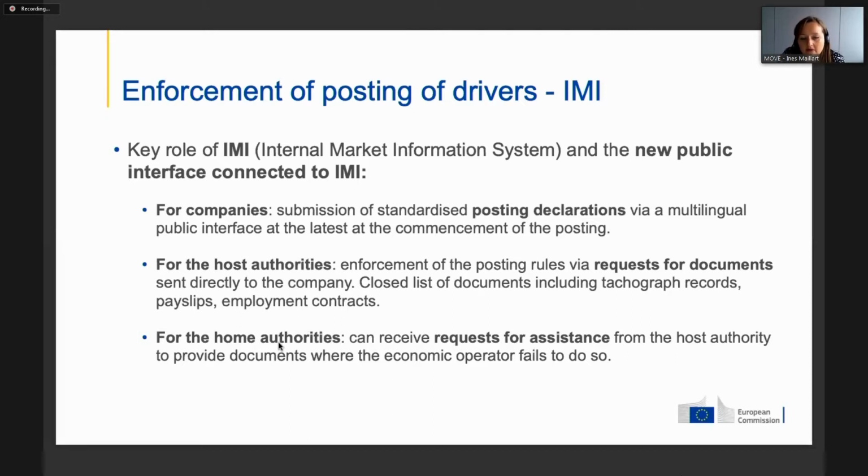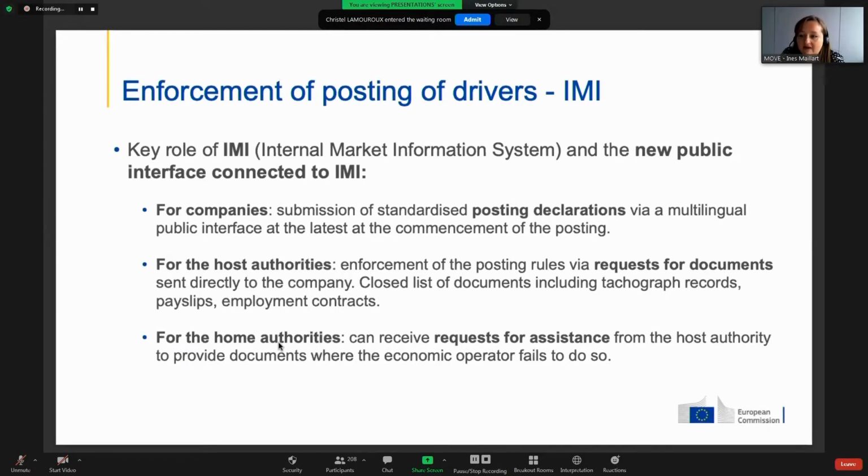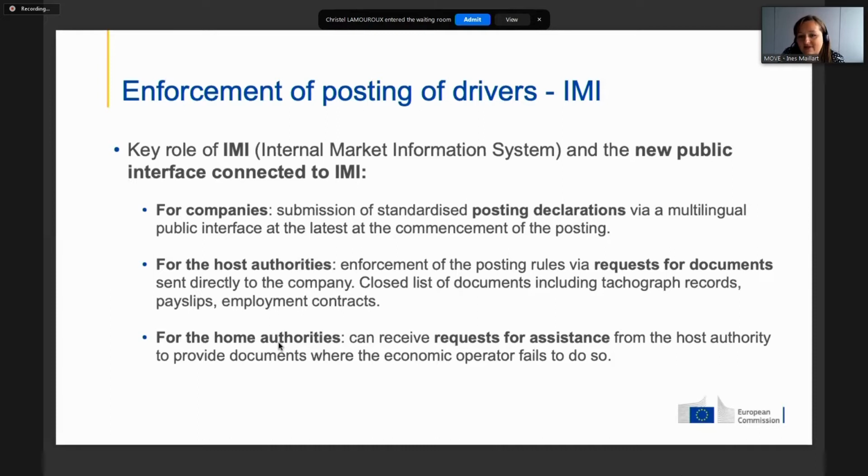For the home authorities, it can also be involved in case of request for assistance. So let's say that the host authority sent a request for documents, but it didn't receive an answer or received an unsatisfactory answer, then it can call the home authority for assistance via IMI, and also have access to the posting declaration and the request itself. So once the home authority is involved, it has access to the same data as the host authority. But again, IMI is only for the authorities, and the public interface is only for the road transport operators. Next slide, please.